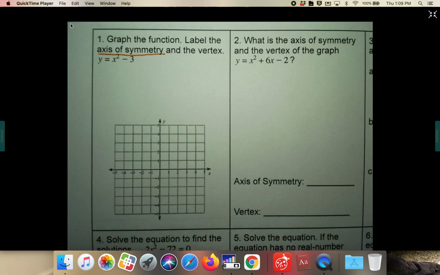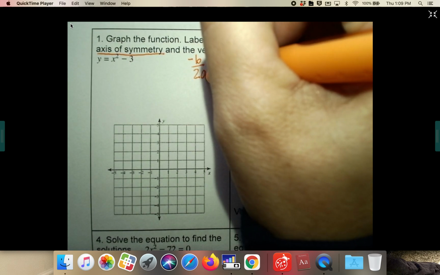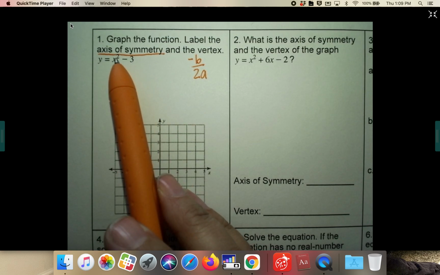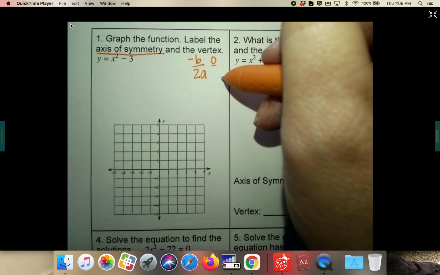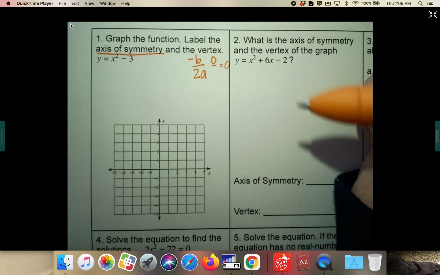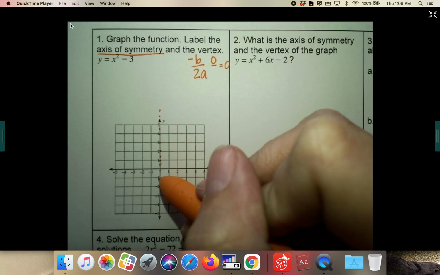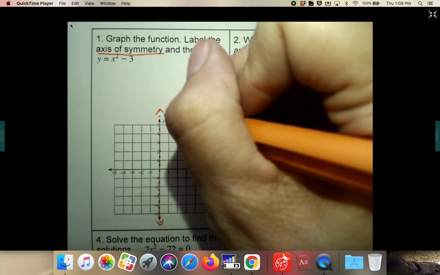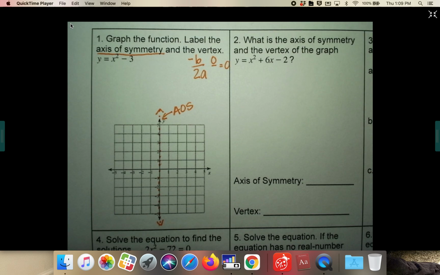So let's start with axis of symmetry. The formula for axis of symmetry is opposite b over 2a. So I don't have a b term, so my b term is going to be 0. And what I know is 0 divided by anything is going to be 0. So I know that my axis of symmetry is going to be 0. Okay, I'm going to go ahead and label that as my axis of symmetry. You can abbreviate it like I did.